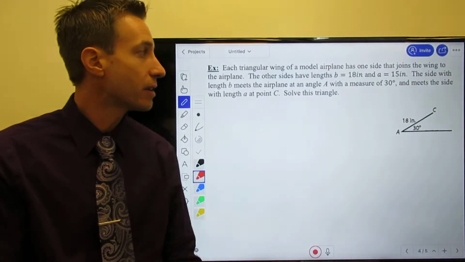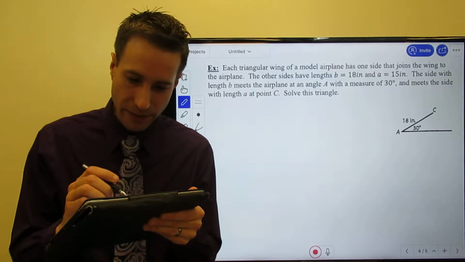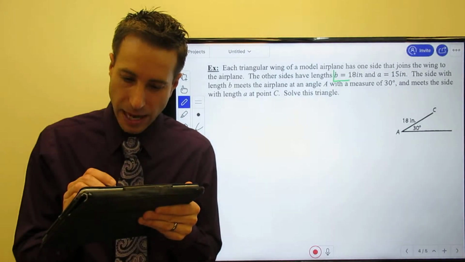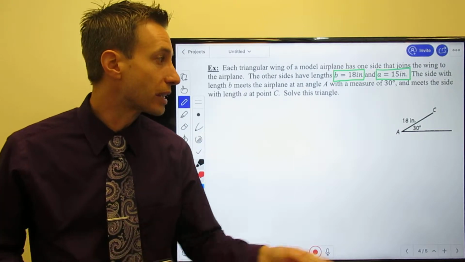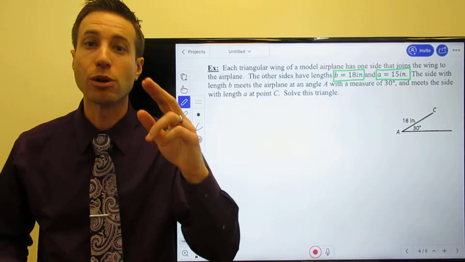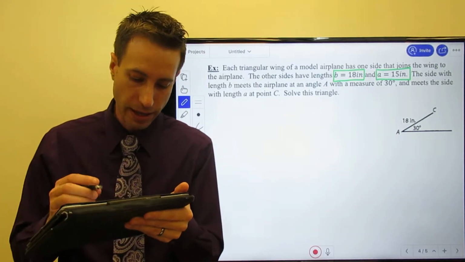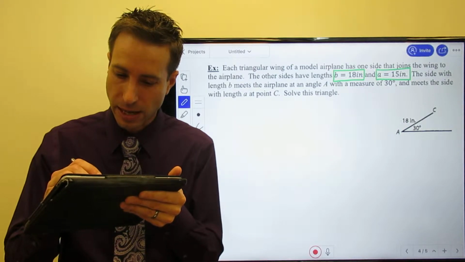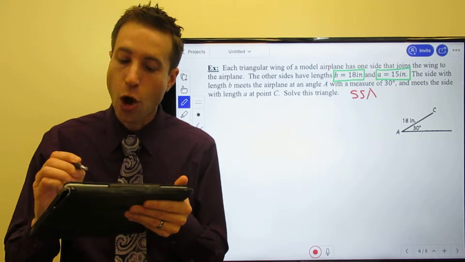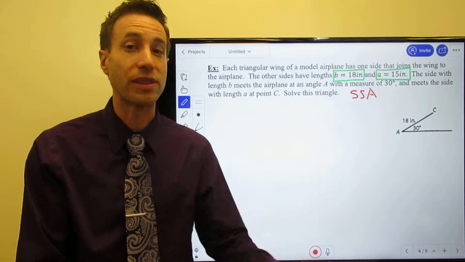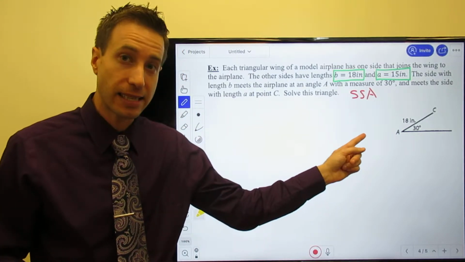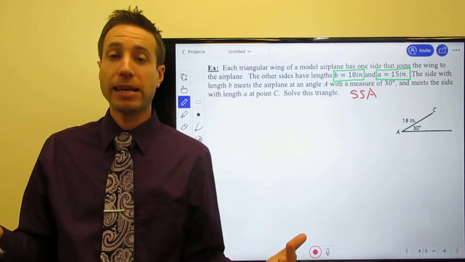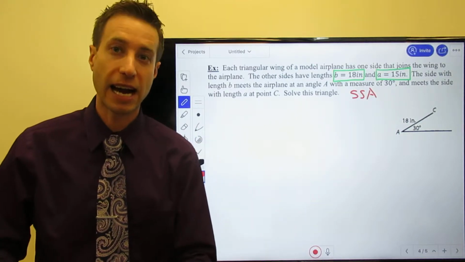Again, let me quickly point out the information you were given. You know the length of side B, you know the length of side A. I also give you an angle measure, which means you know side, angle. So this is side side angle, which means the ambiguous case is a possibility. I'm not saying that this is the ambiguous case, but it could be. And so I've got to check.